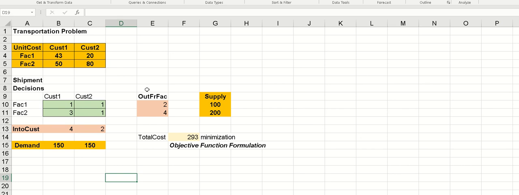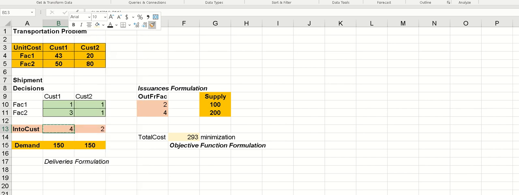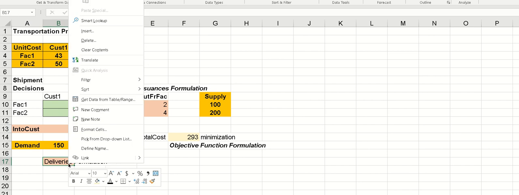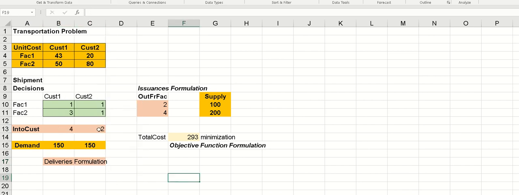That's it. So you have here what I call the issuances formulation. So factory 1 issues, issuances formulation. And you see these ones, this part here are the deliveries. Where should I write it down? Let me write it down here so it doesn't get cluttered. Deliveries formulation. Okay, those are the deliveries. Deliveries formulation, this one, and the issuances.